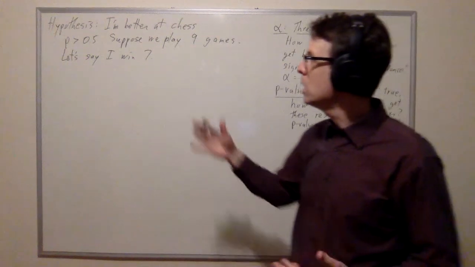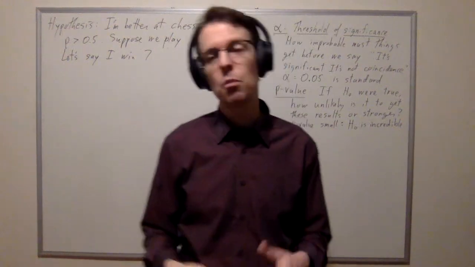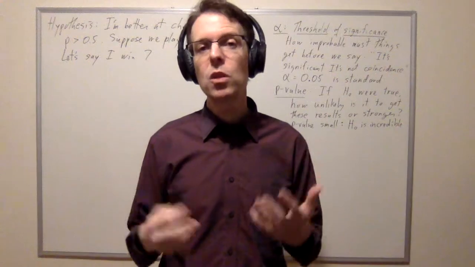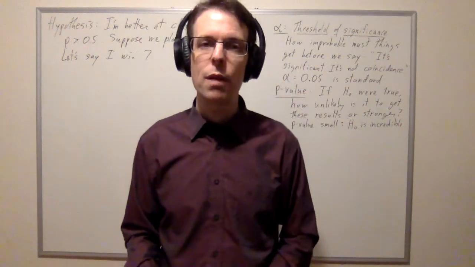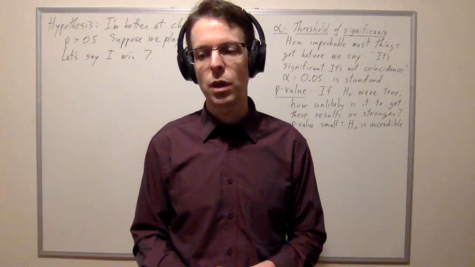So let's again agree, and we should do this before the analysis and probably even before we carry out the experiment and collect the data, let's agree what our threshold of significance is. There is a standard, alpha equals 0.05. Let's say that's going to be our threshold of significance.